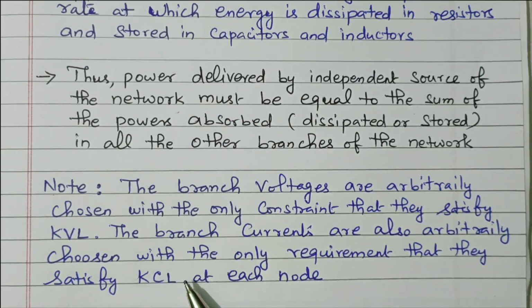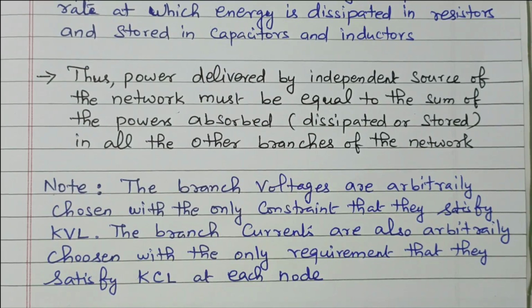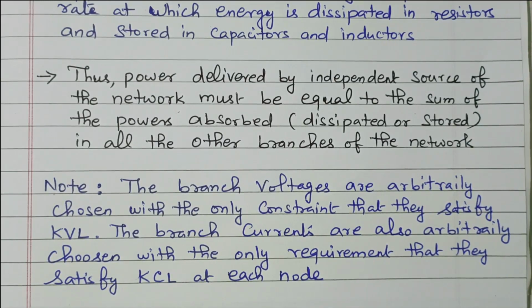So in this video, we discussed the details of Tellegen's theorem: the statement of the theorem, the mathematical expression and important points, that is, power absorbed equals power delivered, dissipated by resistor or stored in capacitor or inductor. Similarly, the power we deliver should be equal to the power absorbed by all other elements, and it should also satisfy KVL and KCL, Kirchhoff's voltage law and Kirchhoff's current law.